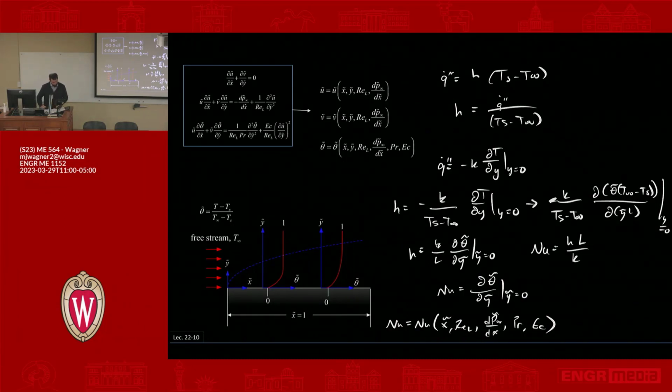For an average condition, the x part goes away. For flows where viscous dissipation isn't important, the Eckert part goes away. So in a lot of cases, what you end up with is Nusselt number is a function of Reynolds number, Prandtl number, and then you'd have to be given or assume something about the pressure gradient.